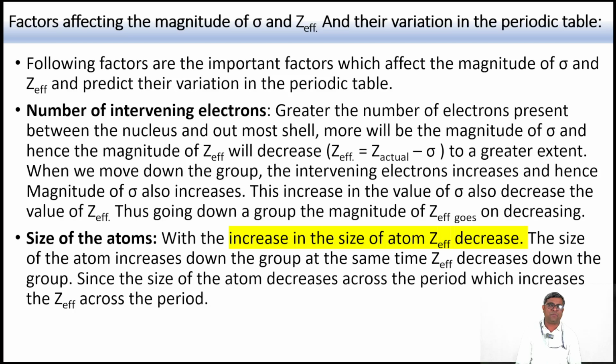The second parameter that affects the effective nuclear charge and sigma is the size of atoms. With an increase in the size of atoms, Z effective decreases. As the size of the atom increases, the effective nuclear charge decreases. The size of the atom increases down the group, while Z effective decreases down the group. Since the size of the atom decreases across the period, the effective nuclear charge increases across the period.